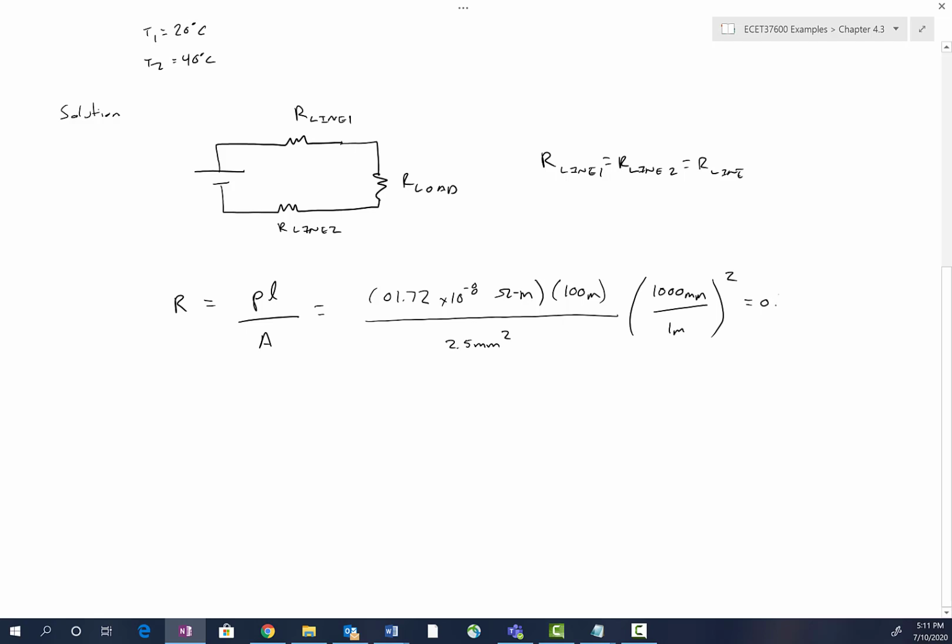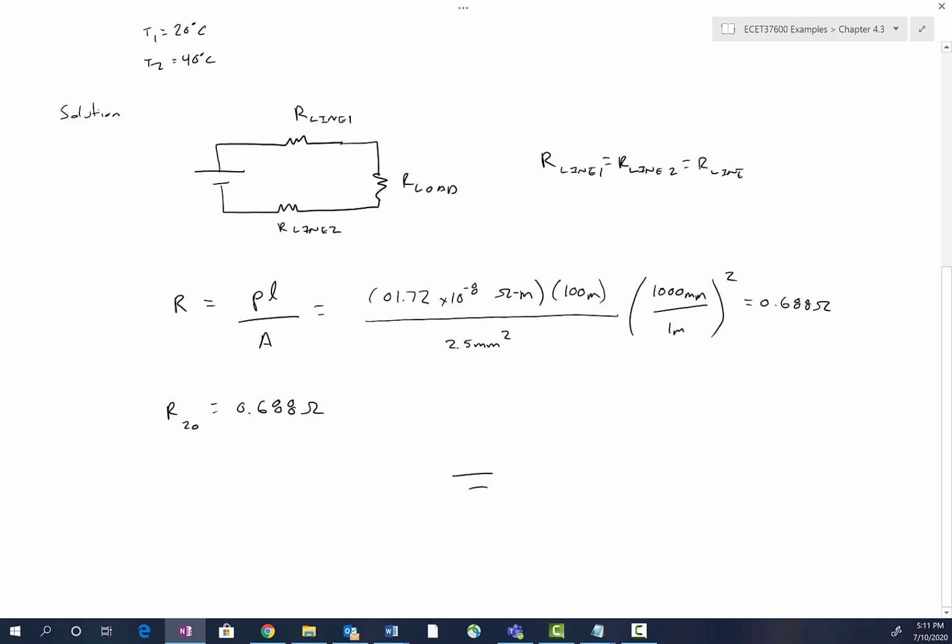So do that math out, you can see that we'll cancel out the millimeters from the numerator and the denominator. That'll just leave you with ohms. 0.688 ohms is the total lumped resistance of that line, 100 meters of line, and that's measured at 20 degrees C, because that's the temperature that the resistivity coefficient was given at. So R20 is equal to 0.688.